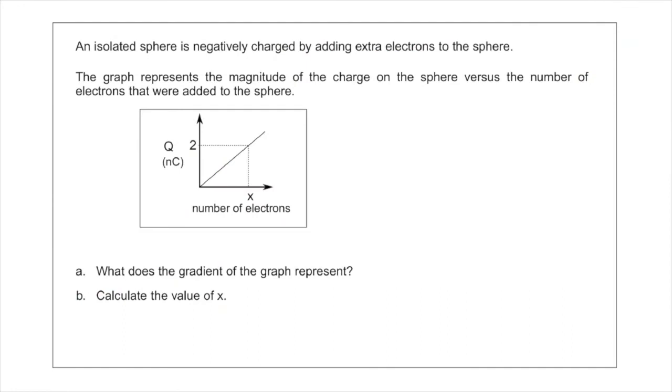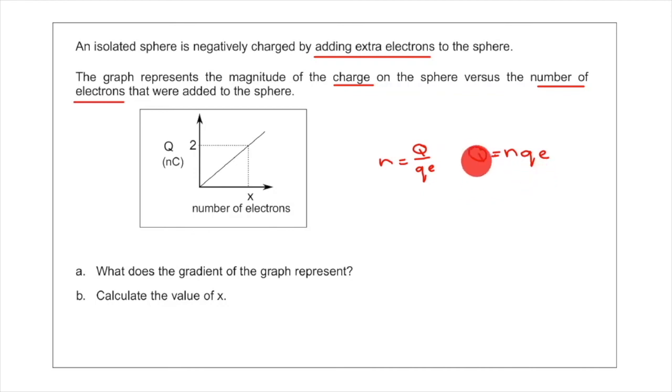Now in this question, they tell us that an isolated sphere is negatively charged by adding extra electrons. And now they tell us the graph represents the magnitude of the charge on the sphere versus the number of electrons. Now we need an equation. Now, depending on your information sheet, you will either have n equals q over q_e or q equals n times q_e. Same equation, just written differently.